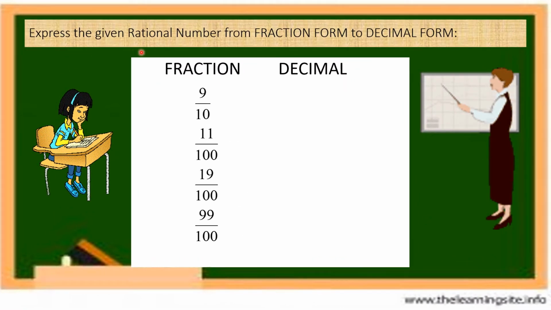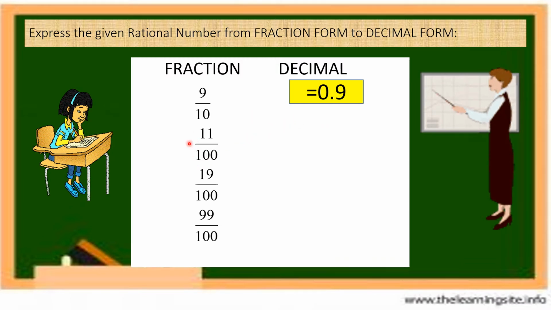We need to express the given rational number from fraction form to decimal form. We are given 9/10. We have 10, and the decimal point is after the 9. So we move the decimal point one place to the left. So our answer is 0 and 9/10.